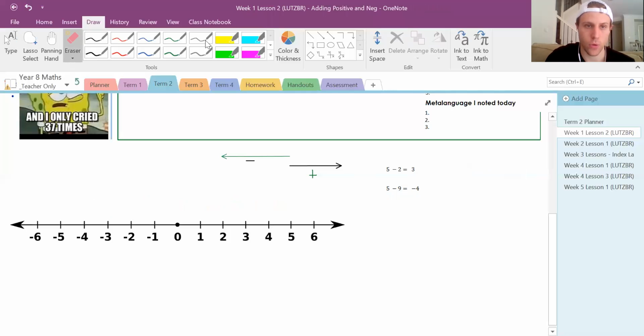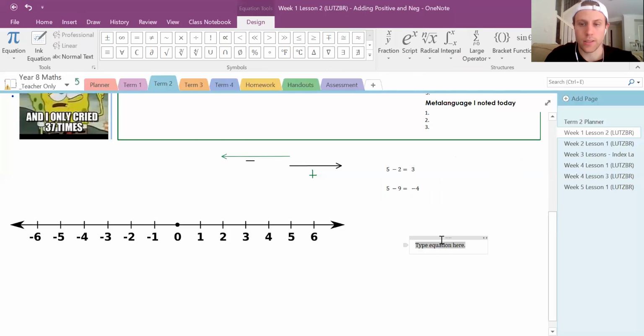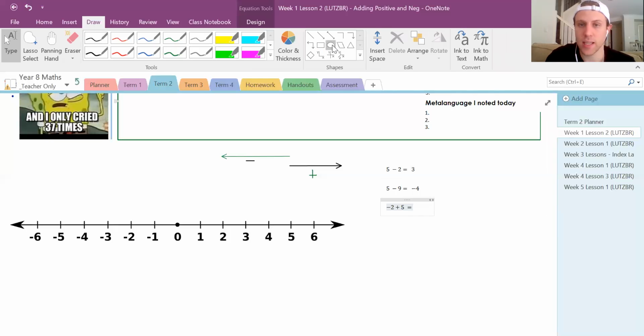I'm going to try a different question. We're going to ramp it up just a little bit more. So let's think about, and I'll go back to insert a new equation. All right, so what happens if I'm going to start off with a negative number? A little bit trickier. So I'm starting at -2, and let's say I'm going to add 5. So this time we're not actually doing subtraction, we're going to do an addition, but we've got a little bit of an element that's a little bit different to what you're maybe used to, and that's having a negative number first.